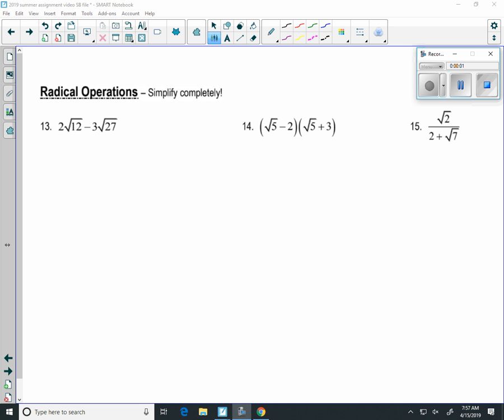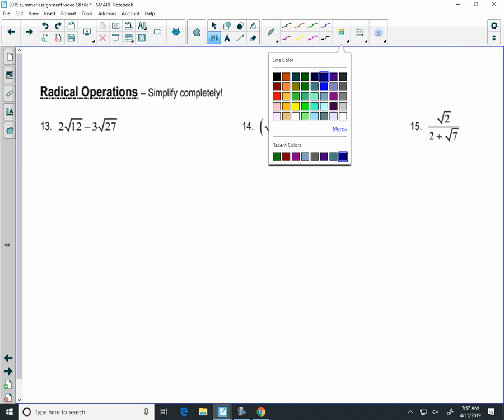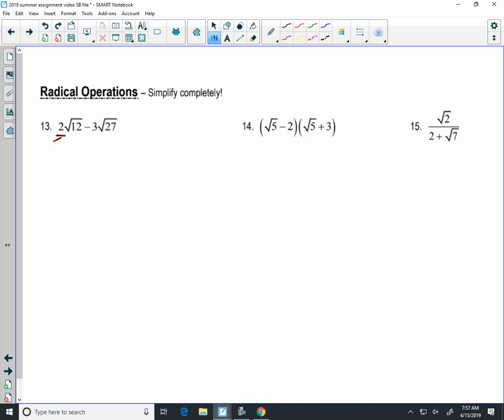Okay, radical operations. So radicals, I like to think of them as working like variables. You can add like radicals, you can subtract like radicals, you can multiply radicals together if they do not have the same number underneath. This first problem, you're going to have to simplify our radicals in order to add them. So I like to copy my numbers on the outside because they're going to stay the same.